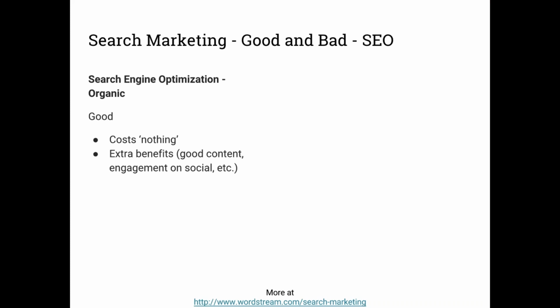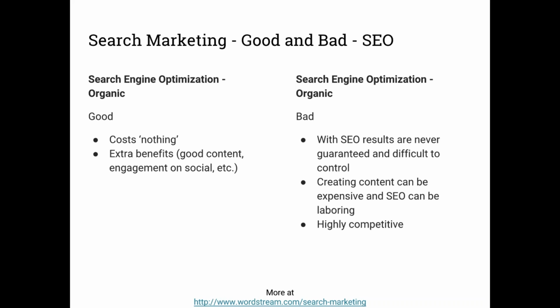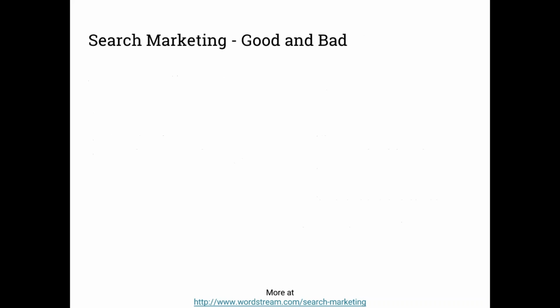I put costs nothing in brackets because, as you know, producing content and stories does take time and it does cost in terms of effort. Some of the bad stuff, it's really difficult to guarantee or control. If Google changed their algorithm, then your strategy may change. Creating content can be very expensive, and SEO can be quite laborious, and it is highly competitive.